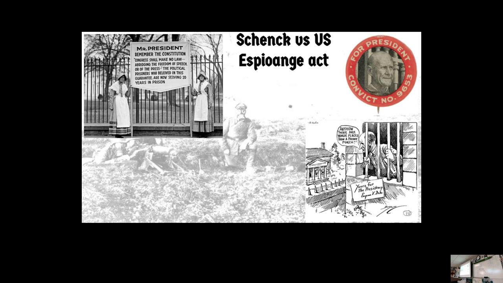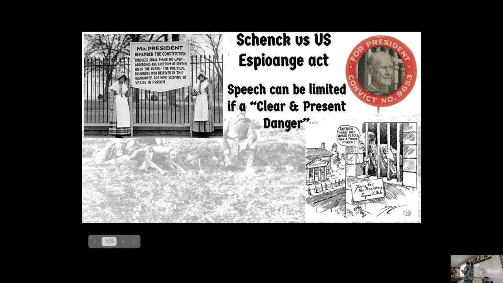So, it went, can the government ban free speech? Because remember, the First Amendment to the Constitution says there can be no laws passed that infringe on the freedom of speech. But it doesn't mean you have freedom of speech. All it says is I can't pass a law shutting you up. And the Supreme Court agreed. The Espionage Act was constitutional. It says speech can be limited if it's a clear and present danger. By the way, it's really hard to define clear and present danger. So that's a big loophole, isn't it?